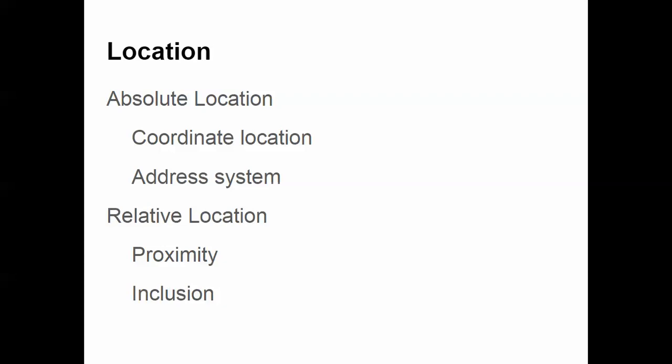Absolute location means that we're specifying a precise location on Earth's surface. We can really do that one of 2 ways, and there, of course, are others, but the ones that we'll often talk about are either a coordinate system, and you probably learned about this in middle school or high school. That's latitude and longitude. Or another one that's commonly used is an address system. That is a physical address.